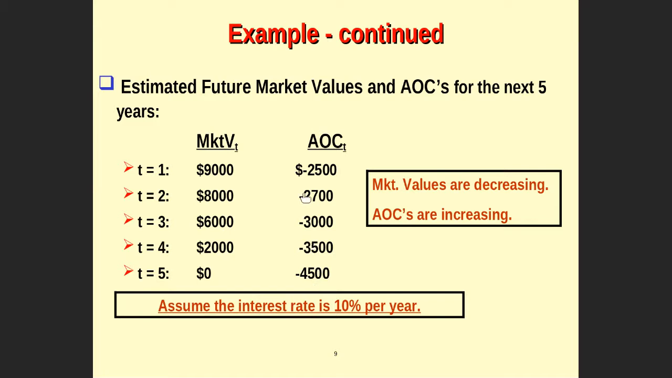And as we can see, the market value, as with all equipment or machines, you cannot find a machine that is increasing in terms of market value. It is always decreasing somehow, but maybe the way it decreases is different from one machine to another, and the annual operating cost usually, or obviously, increases.